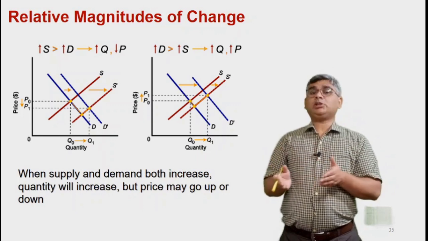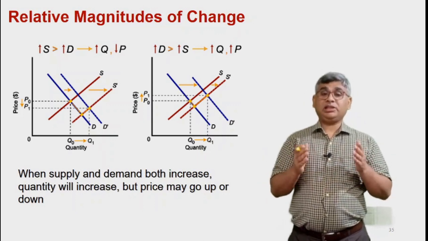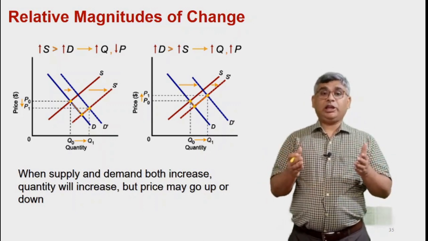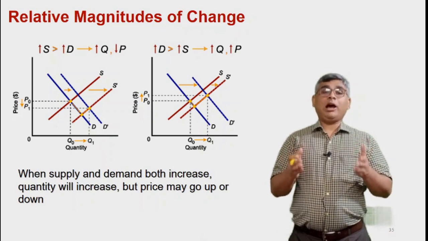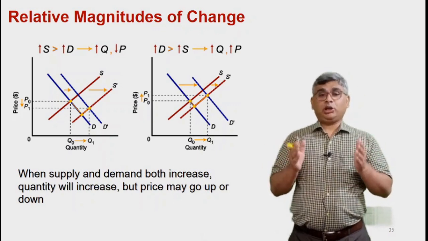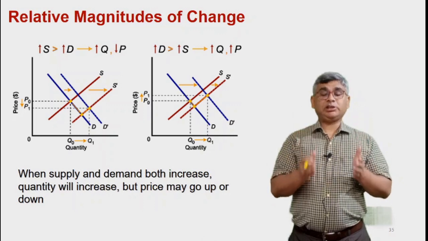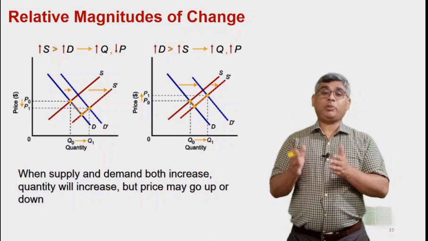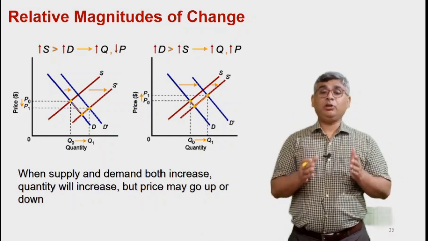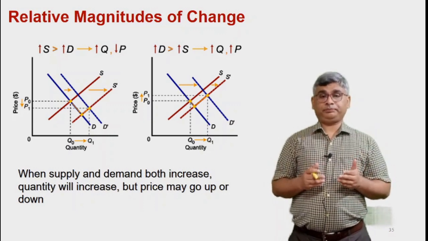Similarly, we have another situation where the demand increases and this increase is higher than the increase in the supply. What will happen at the equilibrium point? The quantity supplied increases and the corresponding price also increases, as evident from the two graphs.